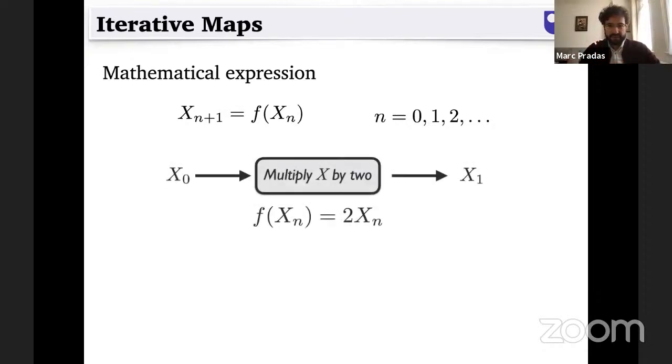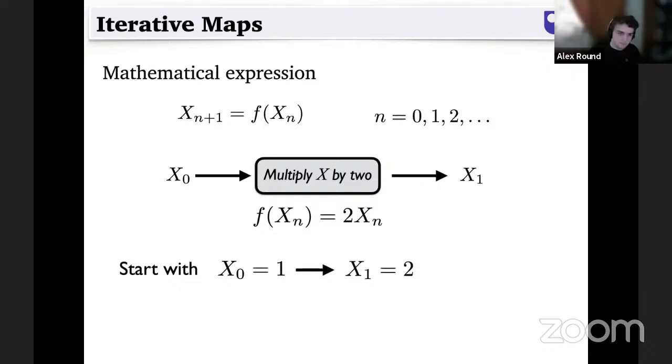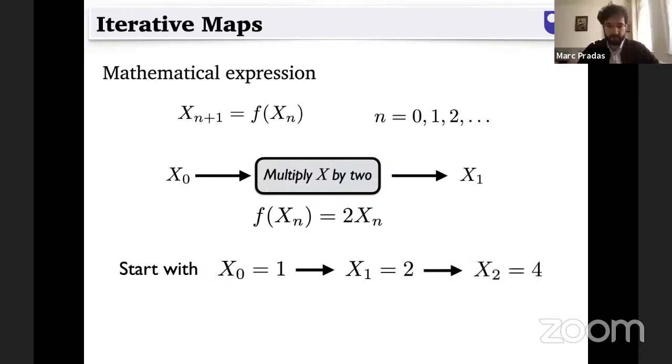For example, if the model is simply multiply x by 2, this is represented by the function 2x_n. If x_0 is 1, then the next point in the sequence will be 2 times 1, which is 2. Now we repeat this procedure starting from x_1 to get the next point: 2 times 2, 4. So you create a sequence by this simple rule, 2x, and you get 1, 2, 4, 8, 16, 32, and so on. In this case, the sequence just keeps growing and growing.